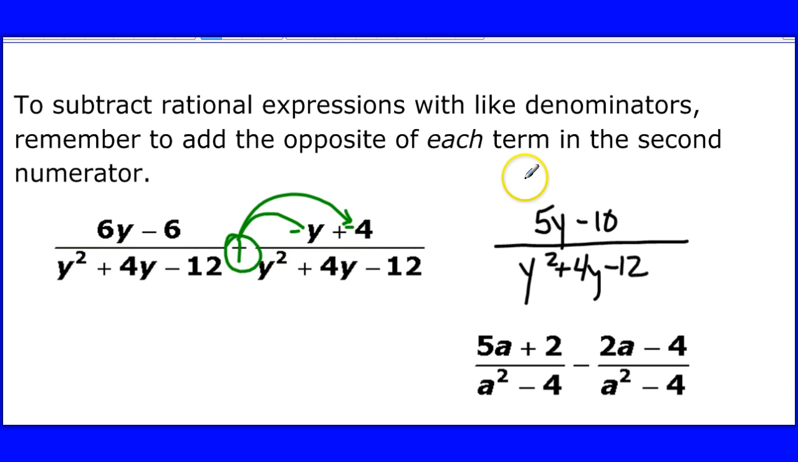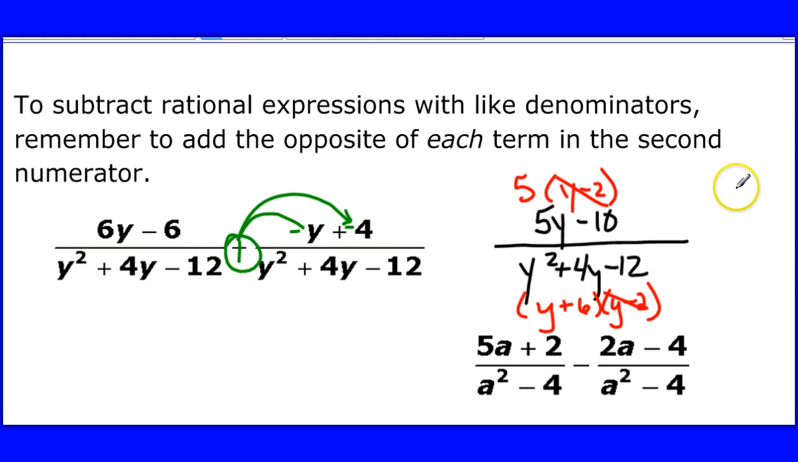Again, I need to factor. Here I can take out a GCF, which gives me y minus 2. On the bottom, that's going to be y plus 6 times y minus 2. And the y minus 2's cancel out, and I am left with 5 over y plus 6. All right, so we're using a lot of tools that we've used in the past. All right, let's try one more down here.